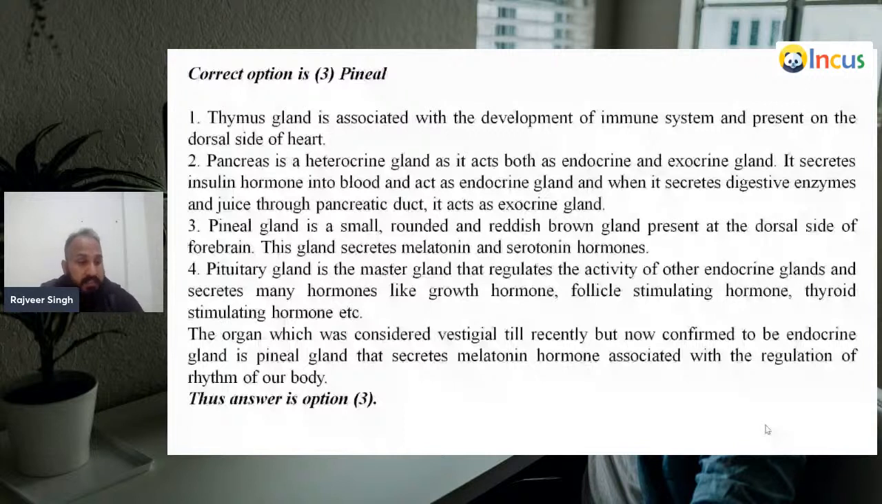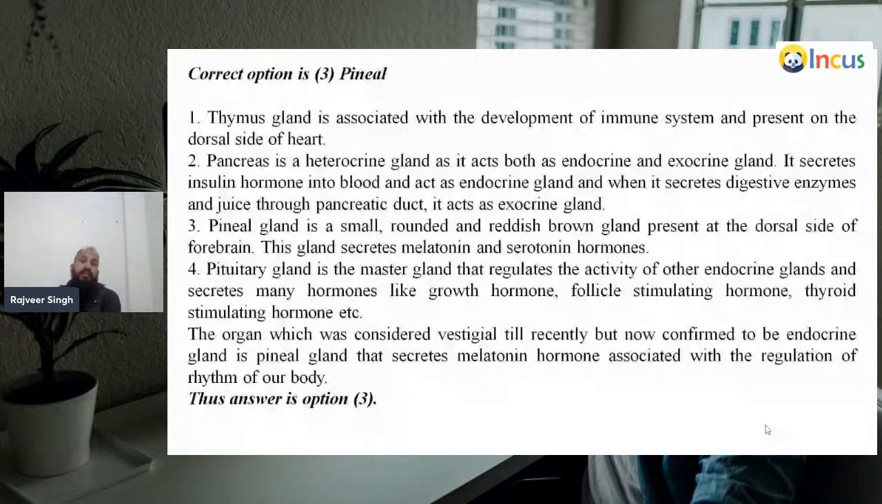The organ which was considered vestigial till recently but now confirmed to be an endocrine gland is the pineal gland, that secretes the melatonin hormone associated with the regulation of the rhythm of our body. So we choose the third option.